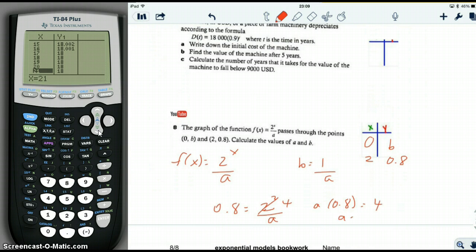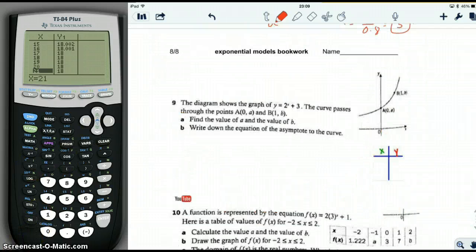So that would be a equals 4 divided by 0.8, which is 5, I think. Okay? So a is equal to 5, and now that we know a equals 5, now we know b. It's 1/5, 0.2. Okay? So b is 0.2 and a equals 5.